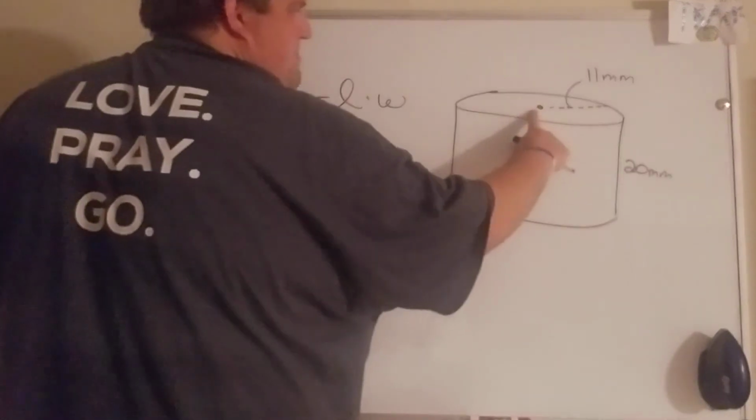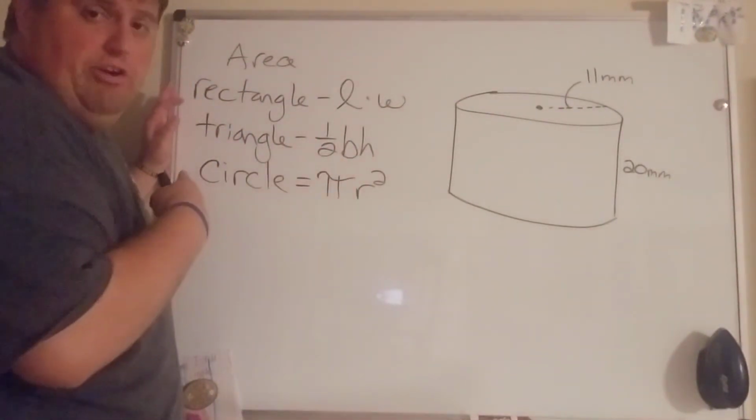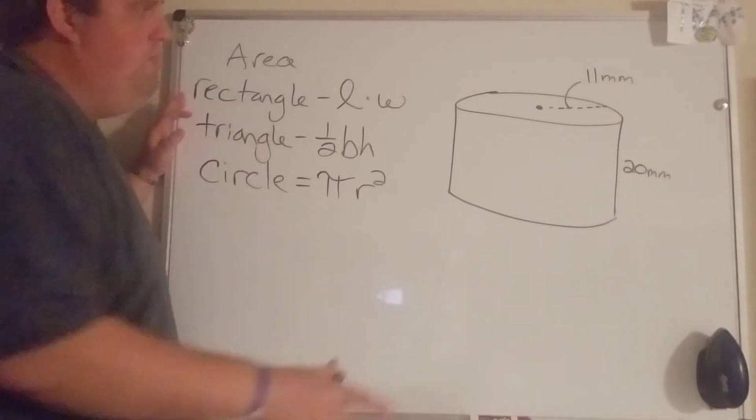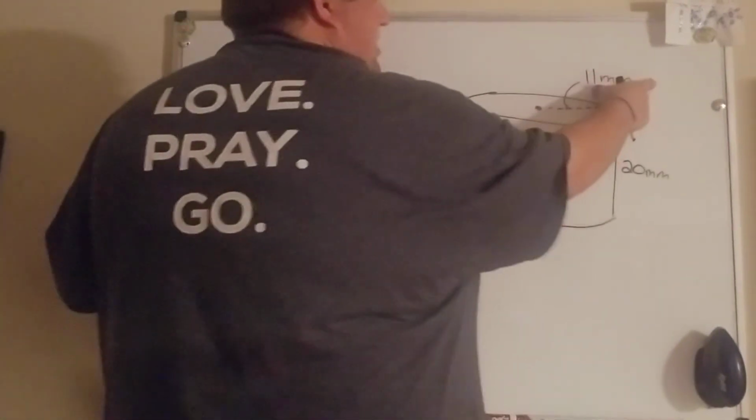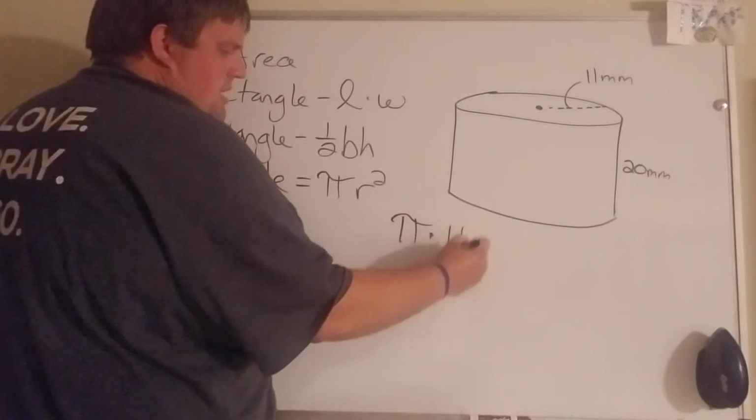So my radius, make sure it's the radius, right? If they give you the diameter, which is all the way across the circle, you only need 1/2 of it. We only want this much of it. So in this case, they gave us the radius. So we're going to go pi times 11 squared.